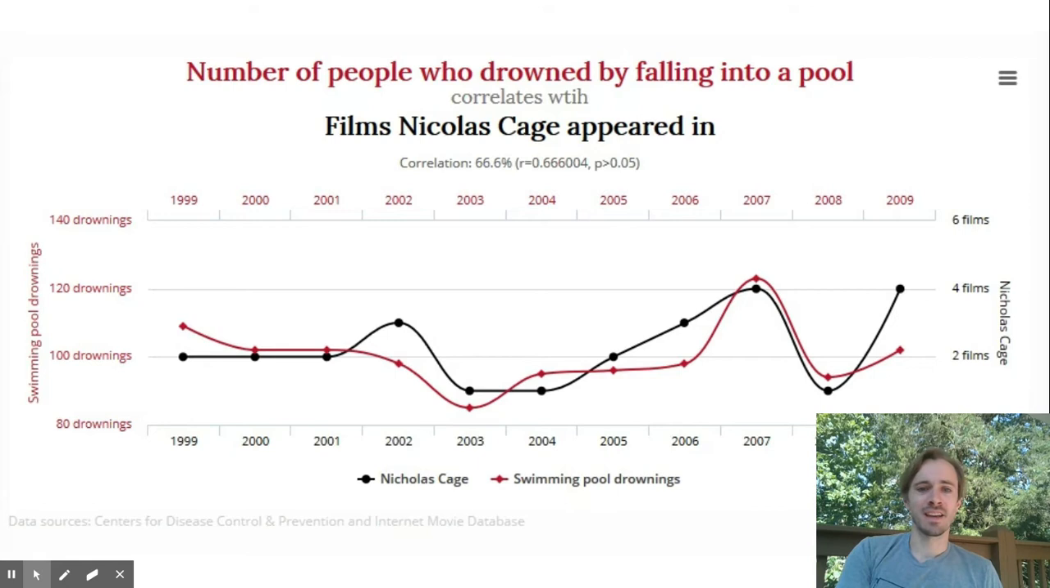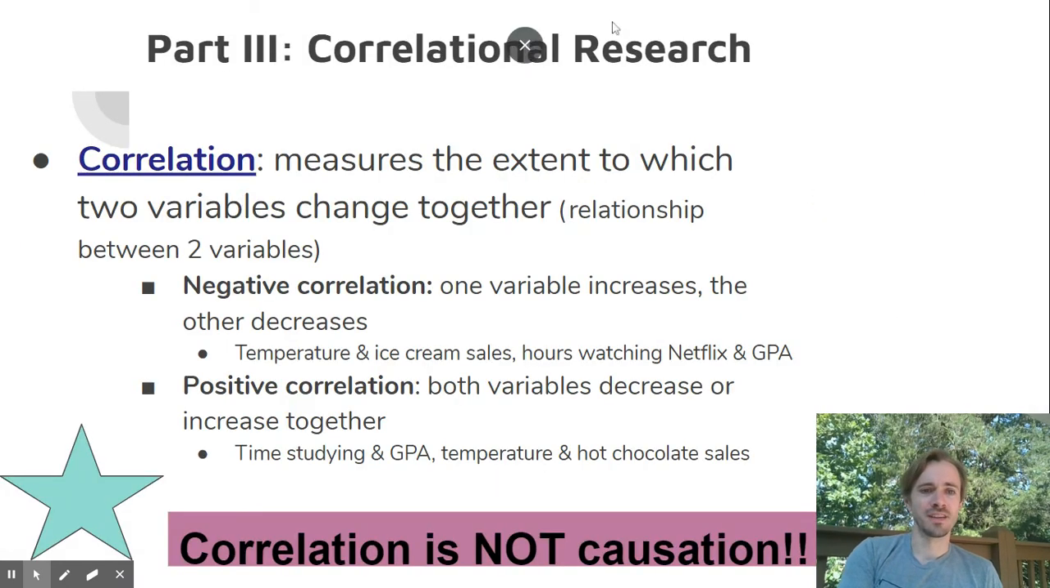And I've got a link in here somewhere where you can find all of these. If you click on this study here, it'll teach you about spurious correlations. Basically correlations that aren't going to be actual causation, but we just assume that they are.